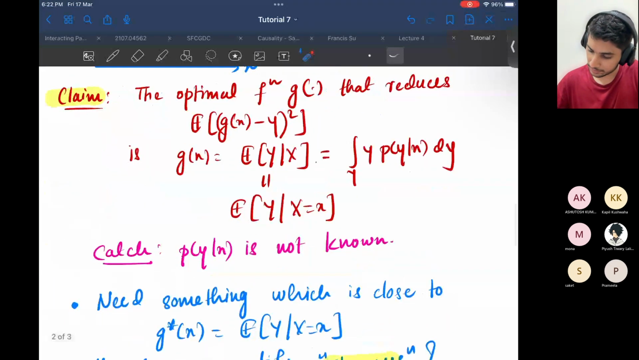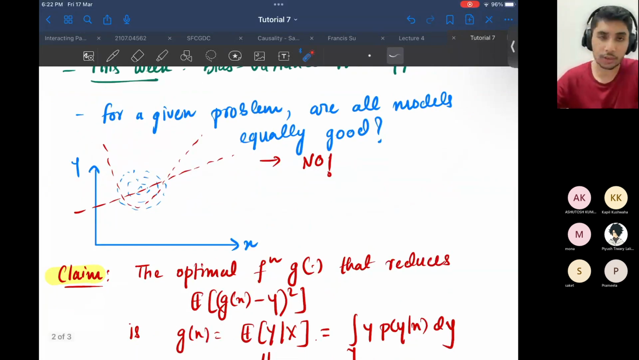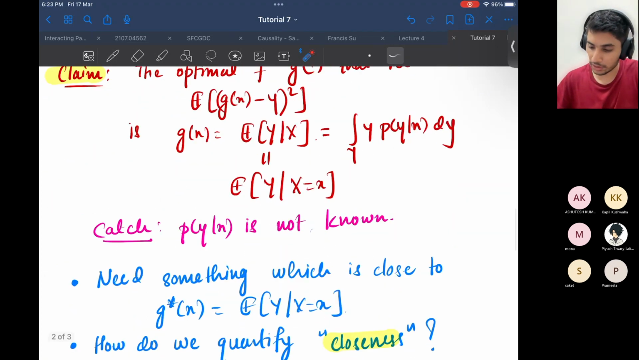Where was it? Yeah, so this was our original question, right? For a given model, are all models good? We said no. Then we got our optimal model, which is optimal. You cannot do better than this. But the problem is that you cannot calculate it directly, because there is something that you don't know.